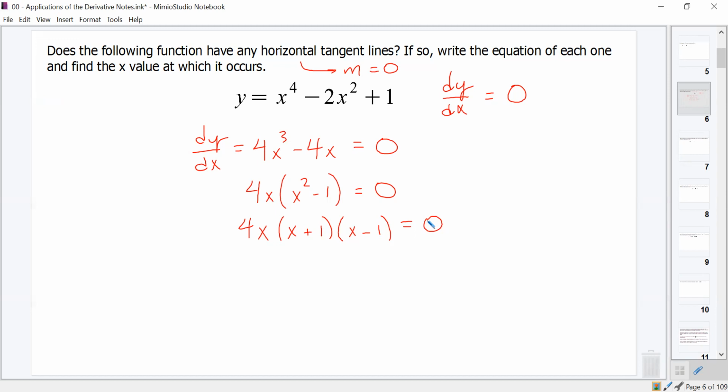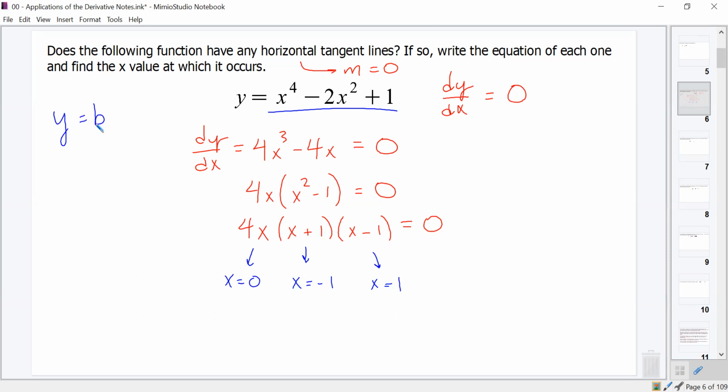And from there, we'll just use the zero product property, separate each one into its own little equation. If 4x equals 0, that would tell us that x must be 0. If x plus 1 equals 0, x must be negative 1. And if x minus 1 equals 0, x must be 1. So we've now found the locations of the horizontal tangents. All we need to do is plug each of those 3 values back into our original equation to find the equation of the actual tangent line. Remembering that the equation of a horizontal line is always just y equals b.